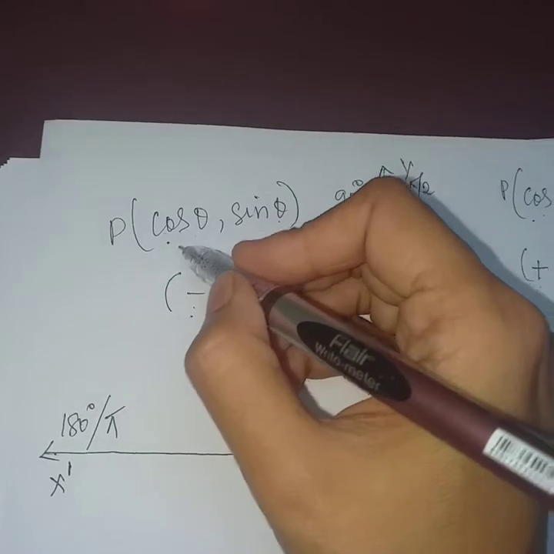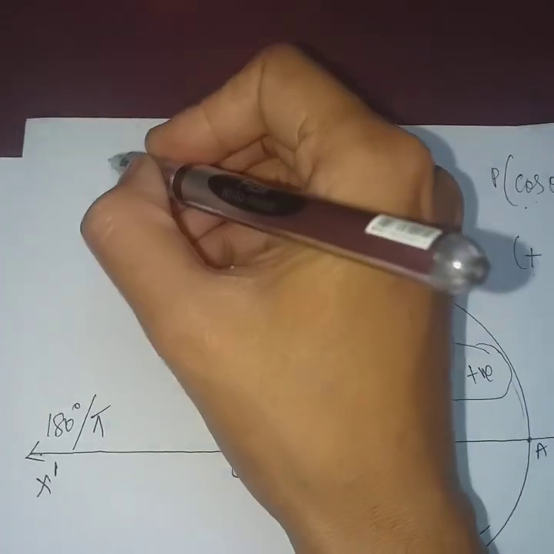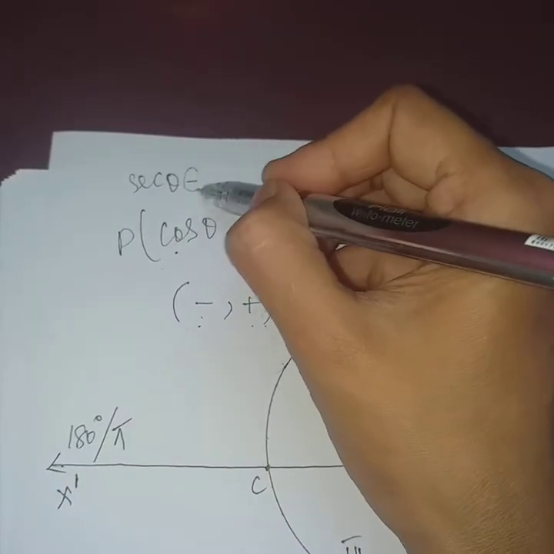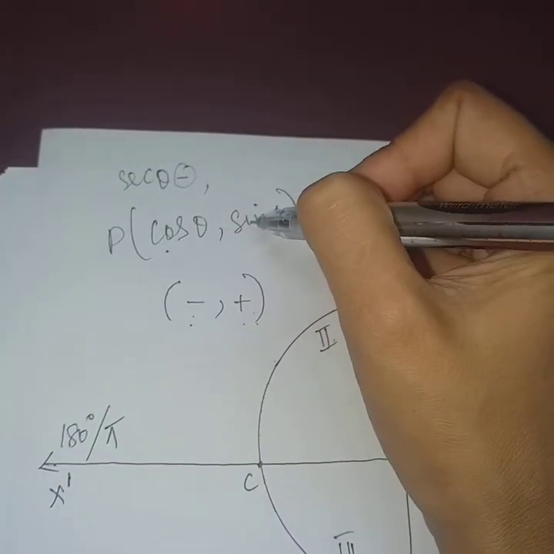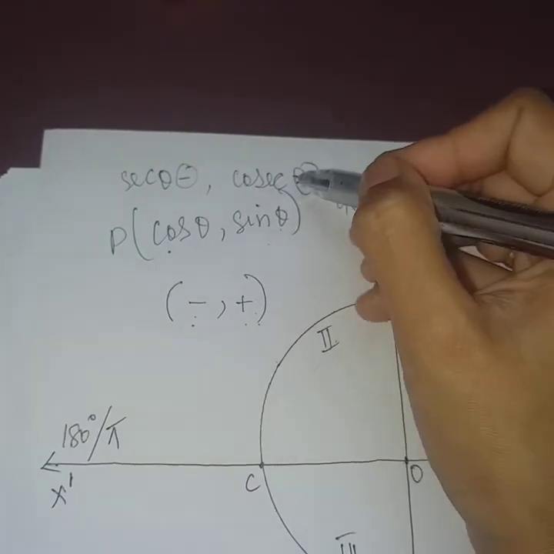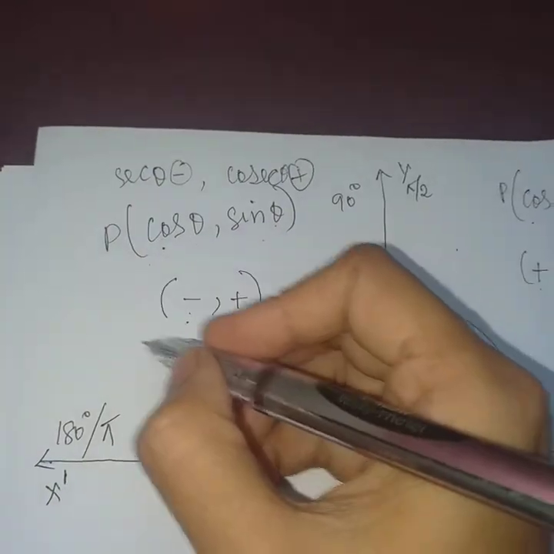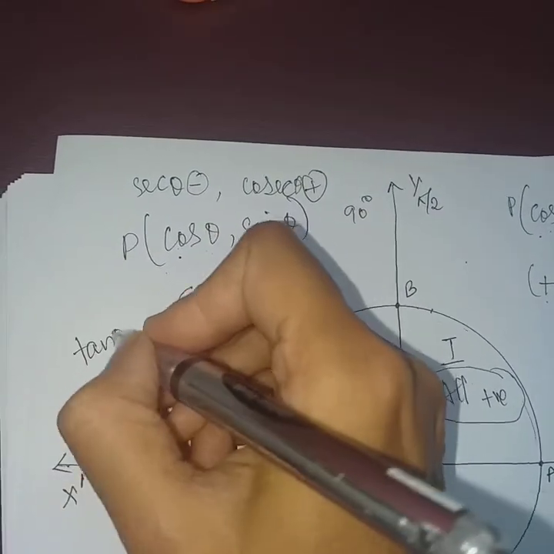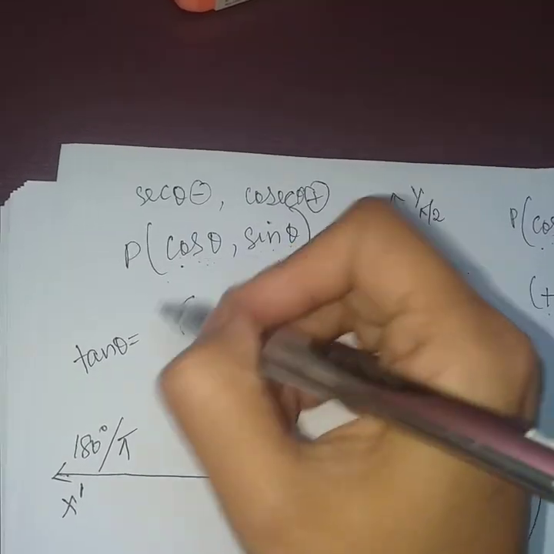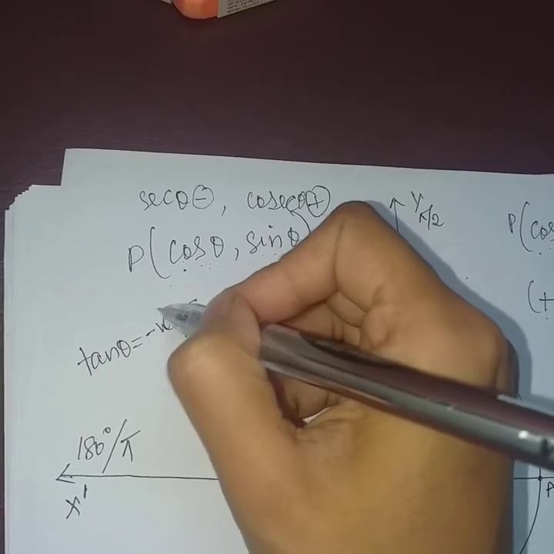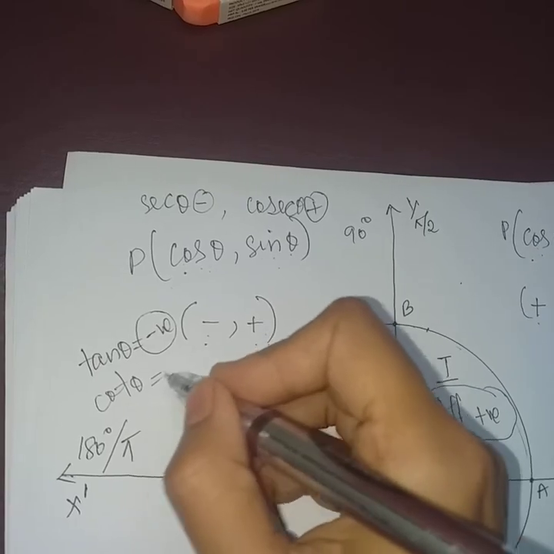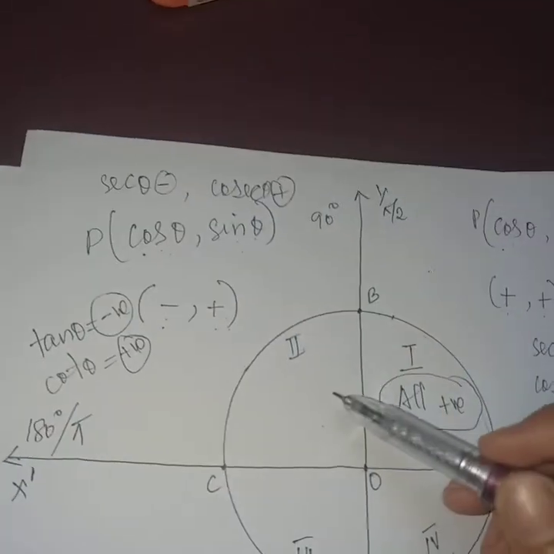In this way, if cos theta is negative, sec theta will also be negative. And what about cosec theta? Cosec theta will be positive because cosec theta is 1 by sine theta. What about tan? Tan theta is sine by cos. Since sine is positive and cos is negative, the value of tan theta will be negative in the second quadrant. Similarly, cot theta will also have negative value in the second quadrant.